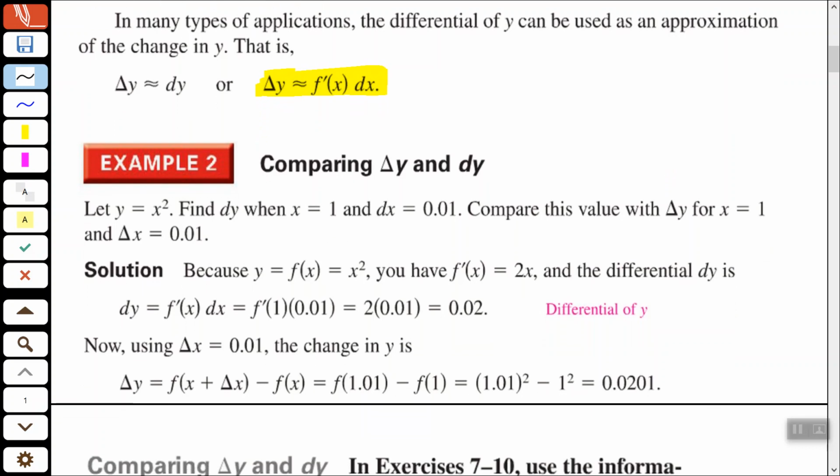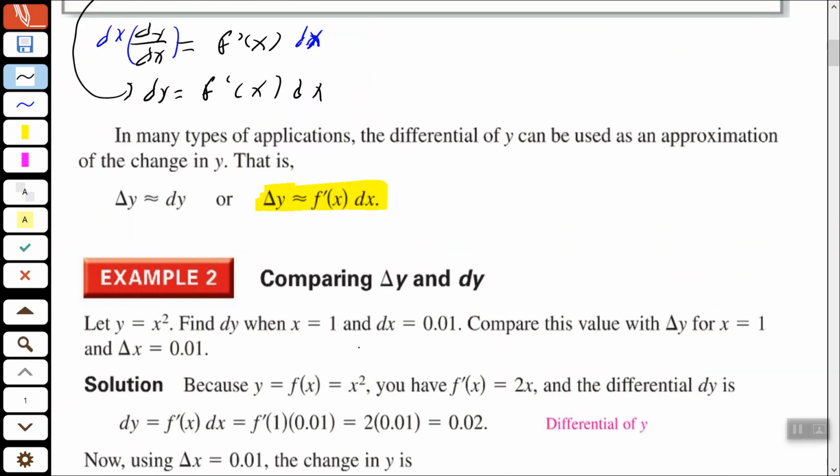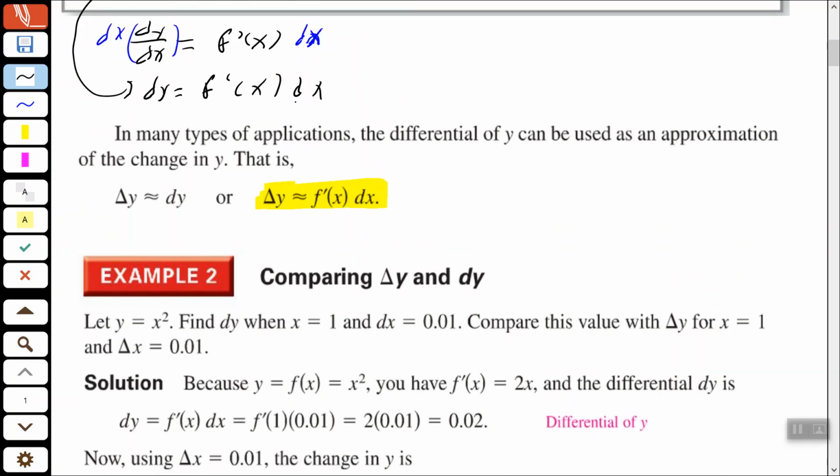So we want to compare delta y and the differential of y. This problem says, let y equal x squared. Find the differential of y when x equals 1 and the differential of x equals 0.01. Compare the value with delta y, the change in y, for x equals 1 and delta x equals 0.01. All right, so the differential of y again is equal to f prime of x dx.